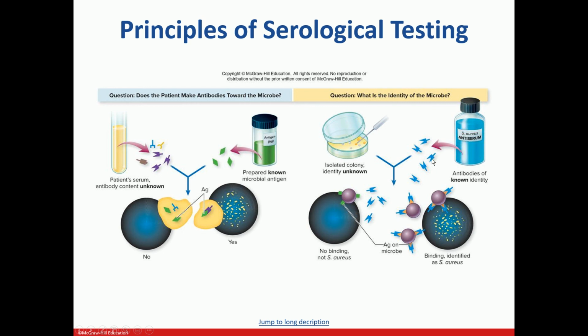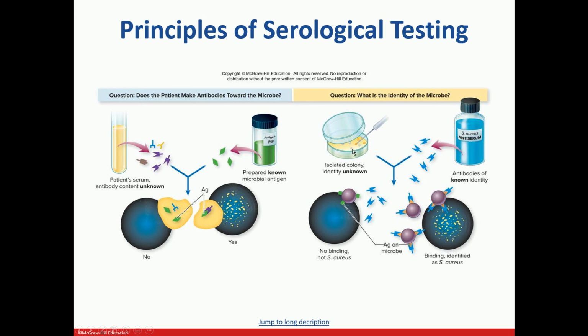Again, we can make use of the same principle of antigen-antibody reaction. So you can have antibodies of known identity. Suppose these are the antibodies against S. aureus. S. aureus is Staphylococcus aureus, and this is the colony of the bacteria. We don't know which microbe it is.